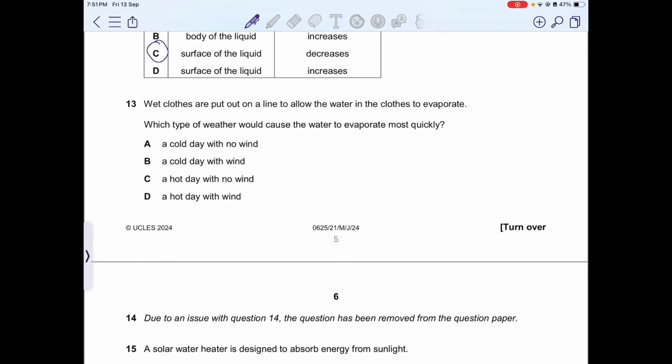Wet clothes are put on a line to allow the water in the clothes to evaporate. Which type of weather would cause the water to evaporate the most quickly? For evaporation, the higher the temperature, the faster the water would evaporate. And if you have wind, the evaporated particles would be carried away quickly before they can return back to the surface. So indeed, the answer would be 13D, a hot day with wind.